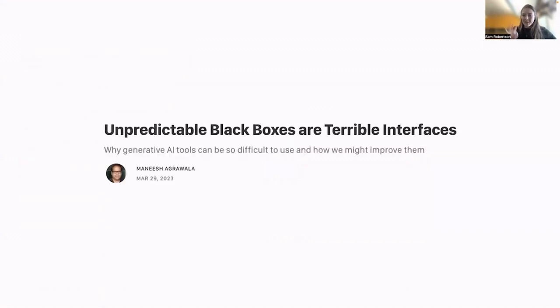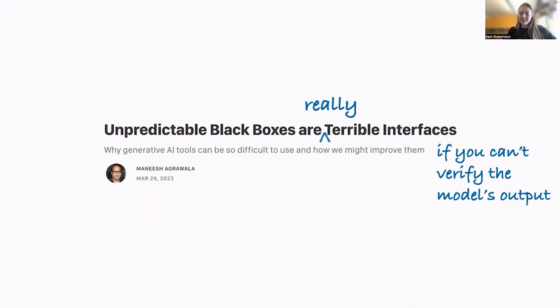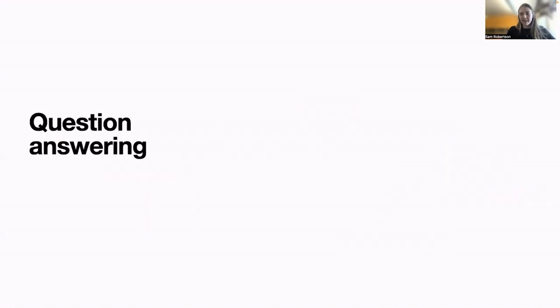And so I would add to Professor Agarwala's point here that unpredictable black boxes are terrible interfaces, and they're really terrible interfaces if you can't verify a model's output. And I want to briefly convince you that this is quite common. Another example of this kind of task is question answering, right?